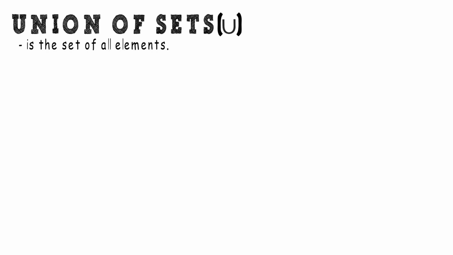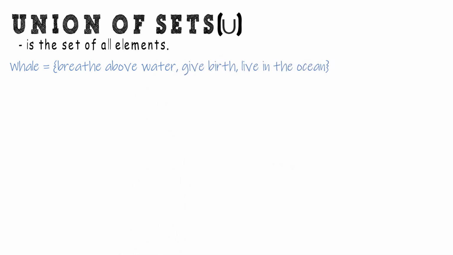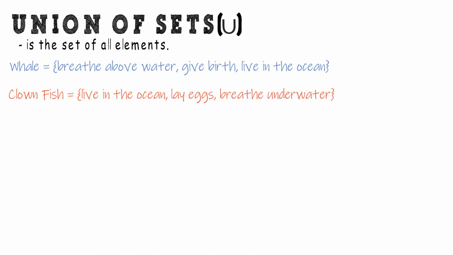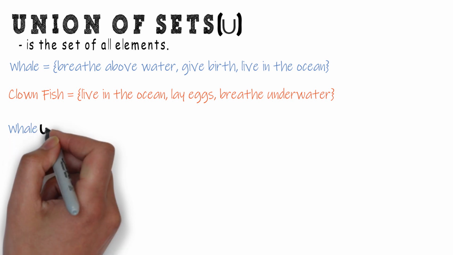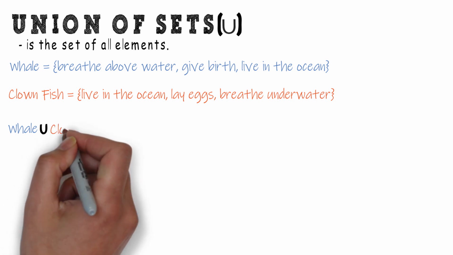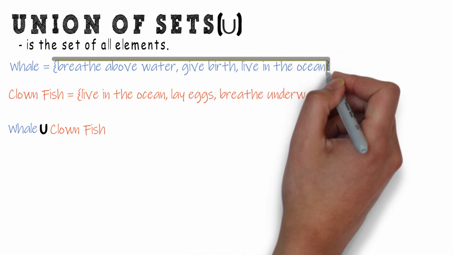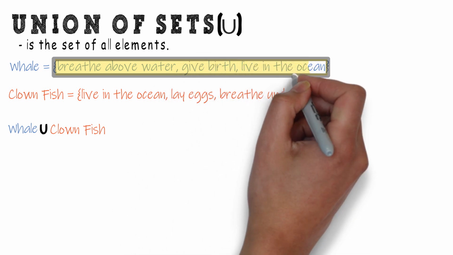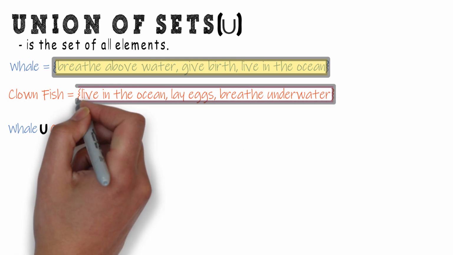So now let's have another example using the roster method. So we have set whale, and the elements are breathe above water, give birth, live in the ocean. And we have the set clownfish having the elements of live in the ocean, lay eggs, and breathe underwater. So what is the union of our set whale and clownfish? We would just simply take everything into consideration. We would simply list all of the elements as the union of these two sets. So the union between the whale and the clownfish would be all of their elements.